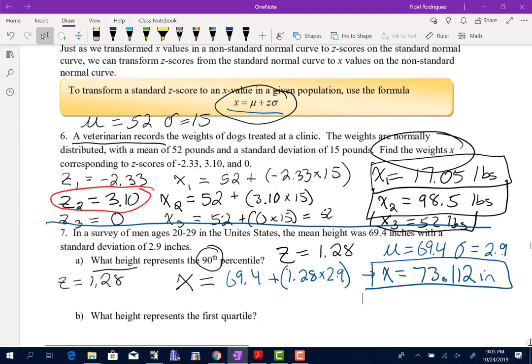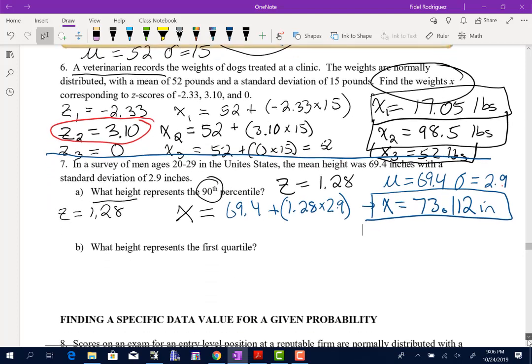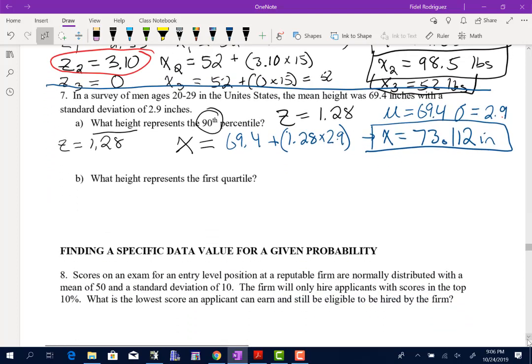Okay, guys, I want you to look at the next problem here. Part B. It says, what height represents the first quartile? Do y'all agree that quartile means 25%? Okay, so the first quartile is the same thing as saying the 25th percentile, right? It's the same idea.